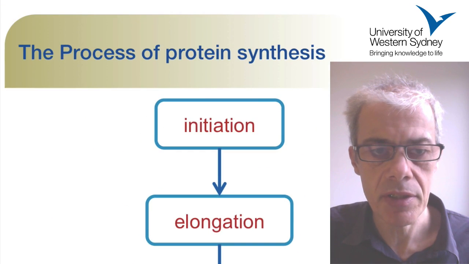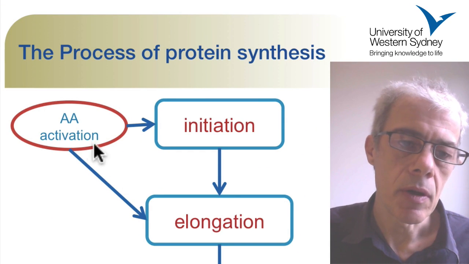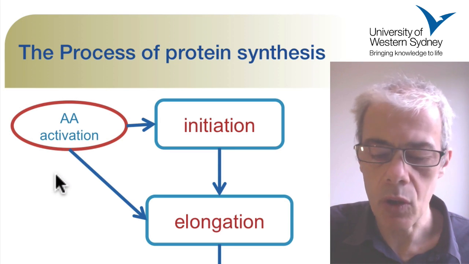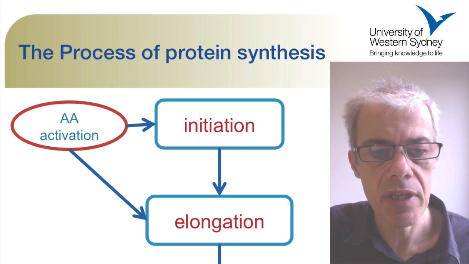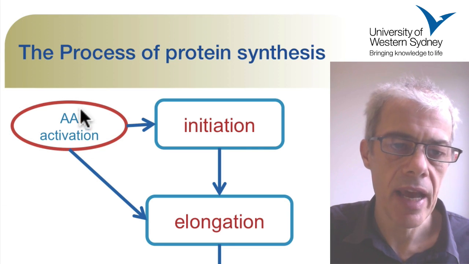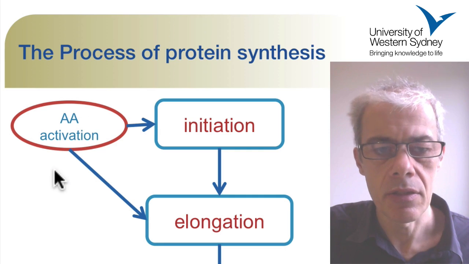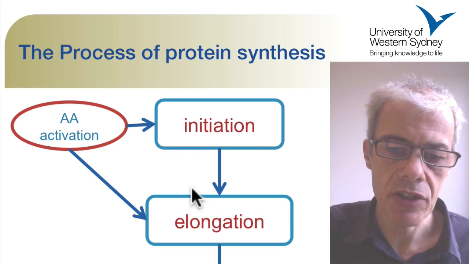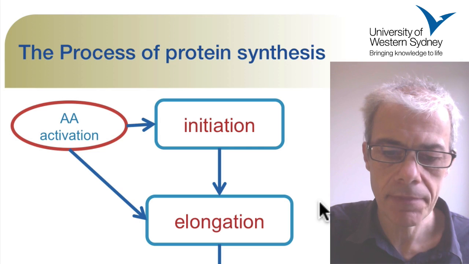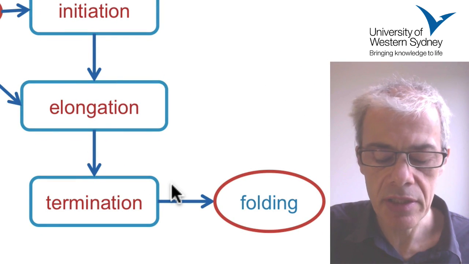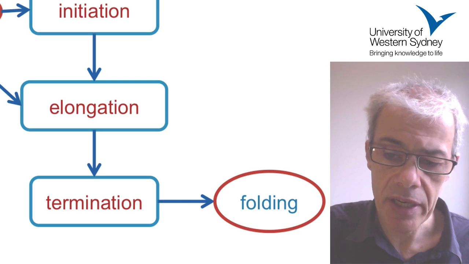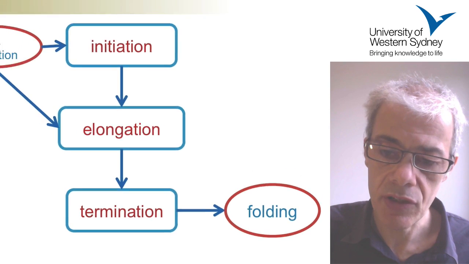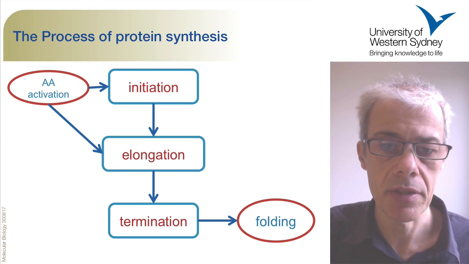In addition to these 3 processes, we have to consider that the amino acids need to be activated so that they can be incorporated into the protein. So we have a separate process of amino acid activation. AA here refers to amino acid. These amino acids feed into the process of initiation and there are sequential rounds of elongation. And once the protein synthesis is terminated, the protein then needs to be folded so that it can take on its correct structure so that it can perform its cellular process.